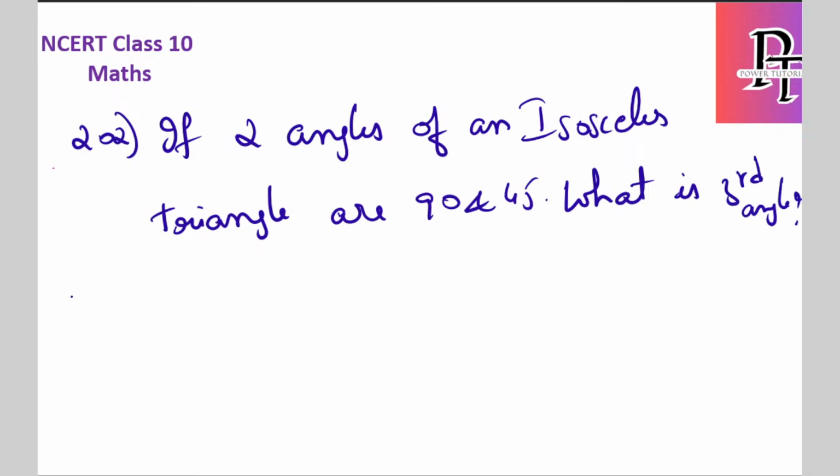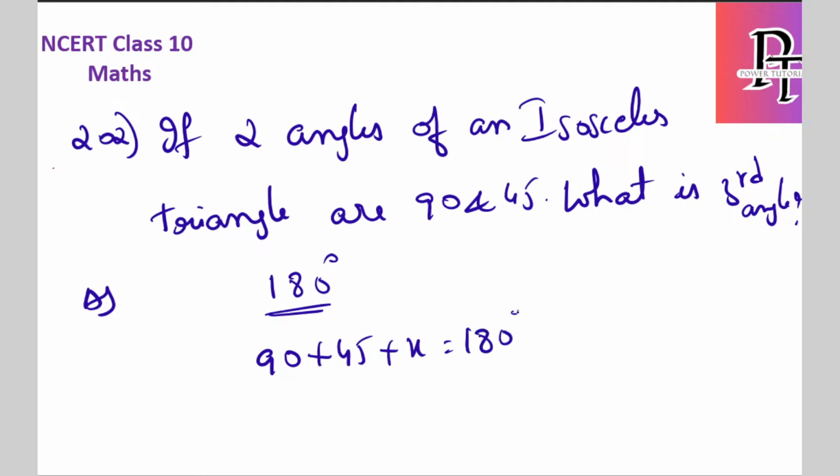So what is the sum of all angles of any triangle? It is 180 degrees. So 90 plus 45 plus x is equal to 180. 90 plus 45 is 135. So 135 plus x is equal to 180. 180 minus 135 gives 45 degrees.